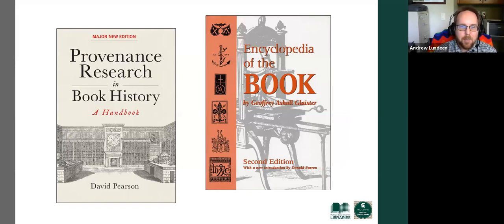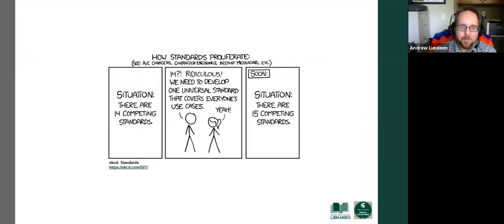So you could say that the MSU Provenance Thesaurus is just one more entry in a long chain of existing provenance vocabularies. And of course, you'd be right. I'm reminded of this classic XKCD webcomic that says, how standards proliferate. Situation, there are 14 competing standards. 14? Ridiculous. We need to develop one universal standard that covers everyone's use cases. Yeah. Situation, now there are 15 competing standards.